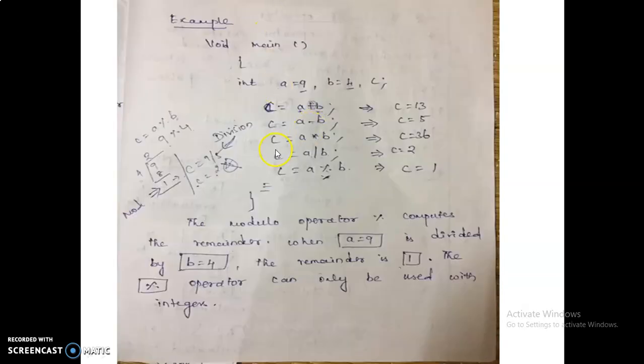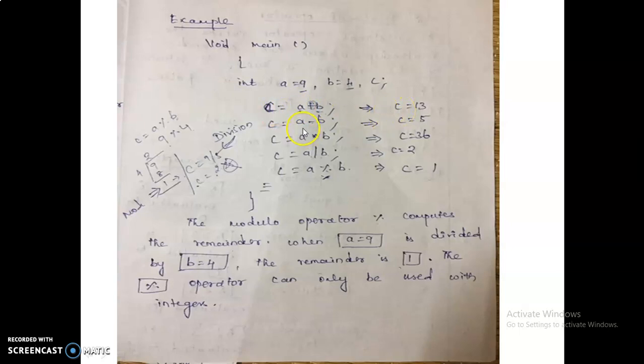This is an example of the arithmetic operators. Here in this program I used 3 variables A, B and C. I assigned the value 9 to A and 4 to B. C, I didn't give any value. Here I first add the two numbers and store the value in C. The value of A is 9 and the value of B is 4. These two values are added and stored in C. So the answer is C = 13.